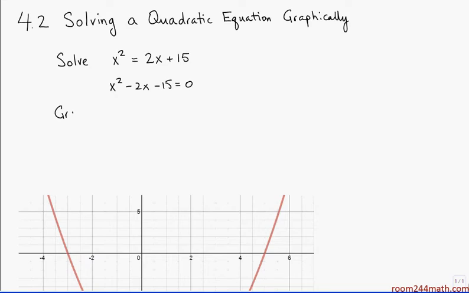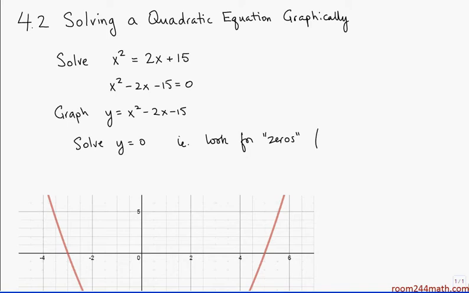We're going to graph the function y equals x squared minus 2x minus 15. In other words, the expression on the left. And what we're really going to be doing is solving the equation y equals 0. In other words, we're going to be looking for the zeros. And the zeros of a function are the values of x that make y equal to 0. And on the graph, those correspond perfectly to the x-intercepts. So graphically, we're going to look for the x-intercepts.